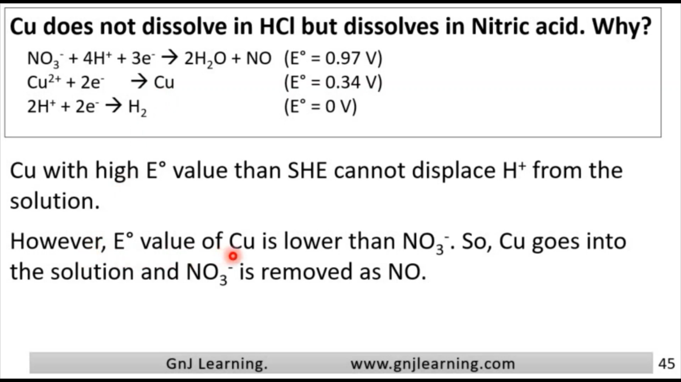But the E0 value of copper is lower than that of nitrate. So Cu goes into the solution and nitrate is reduced to NO. So it is because of nitrate, not because of H plus. So generally Cu will not dissolve in acid solution. But in certain cases like nitric acid, that has already a nitrate group inside it with a higher E0 value, it can dissolve copper. So if you want to dissolve copper, you can dissolve it in nitric acid but not in HCl.